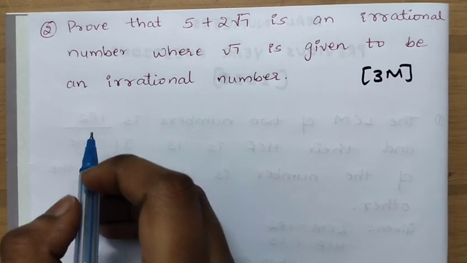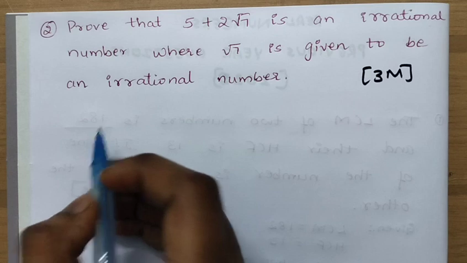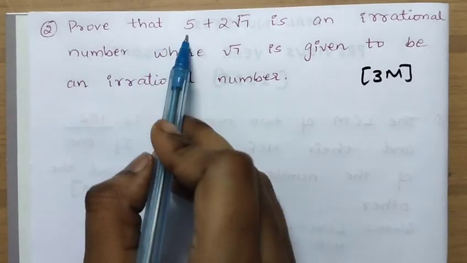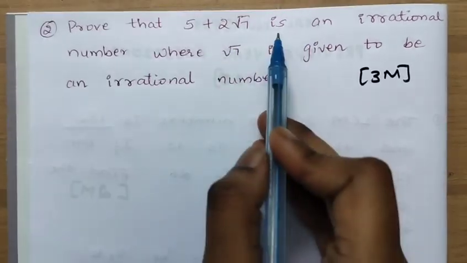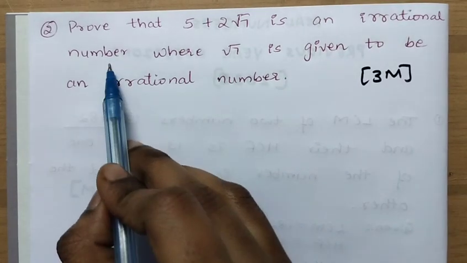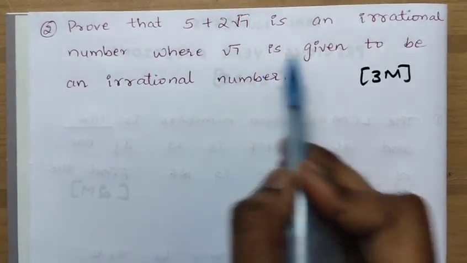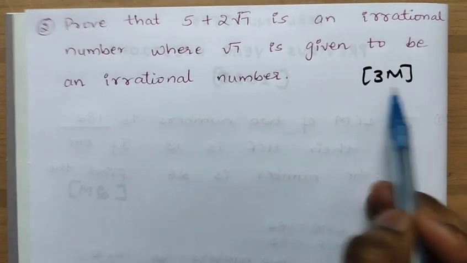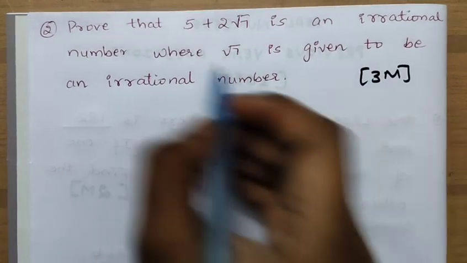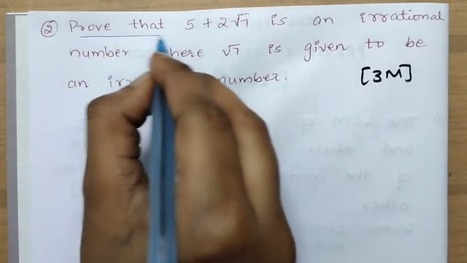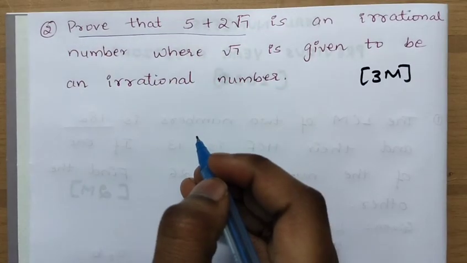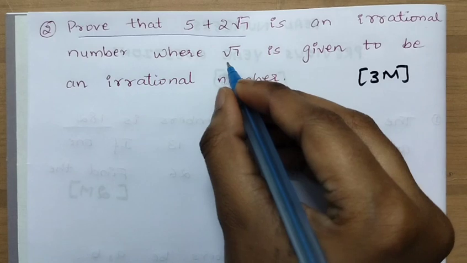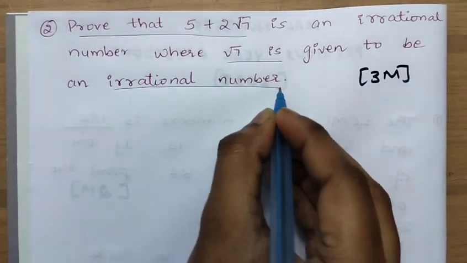Second question from this chapter given in the year 2020 is, prove that 5 plus 2 root 7 is an irrational number where root 7 is given to be an irrational number. This question has asked for 3 marks. So what are they telling? They are telling that to prove that 5 plus 2 root 7 is an irrational, and they have already given that root 7 is an irrational number.